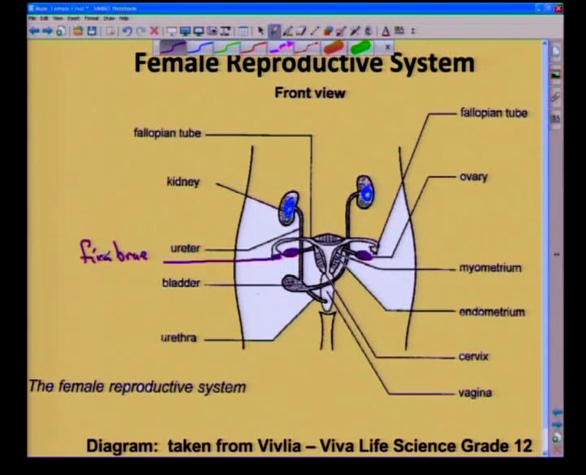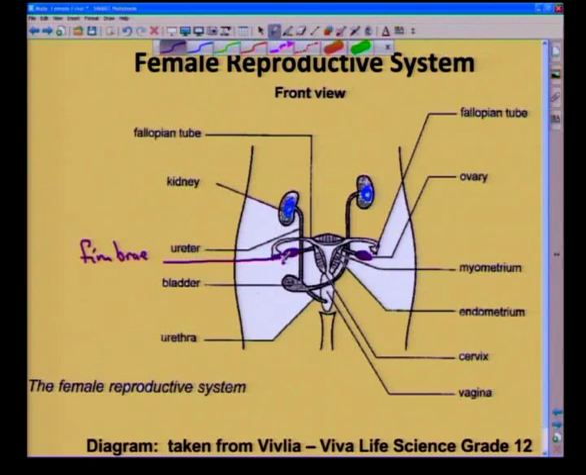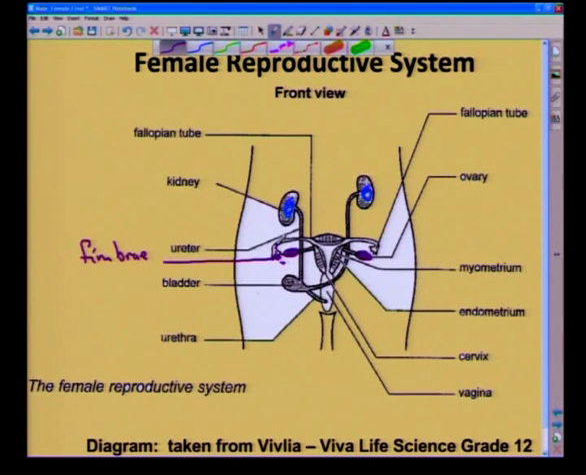And what the fimbriae do is they're right on the edge of the fallopian tubes, and they make wave-like motions. And what that does is when ovulation occurs and the ovary releases the little egg cell, those fimbriae make wave-like motions, and they pull the egg into the fallopian tube. All right, so you have fimbriae on that side and also on this side. Then from the ovary, we go into the fallopian tubes, also called the oviducts.